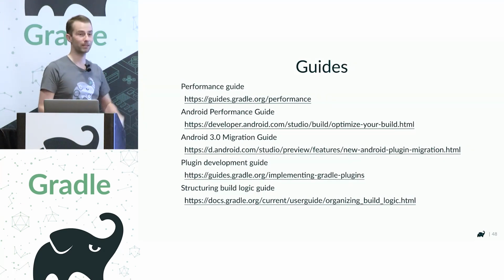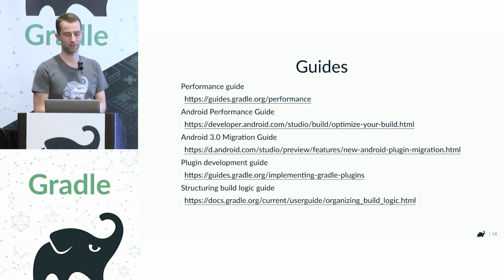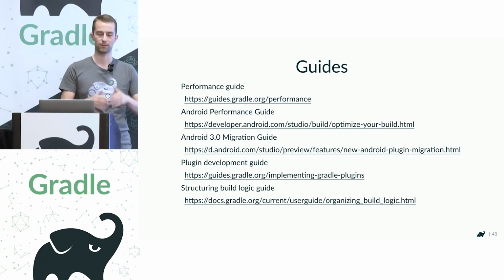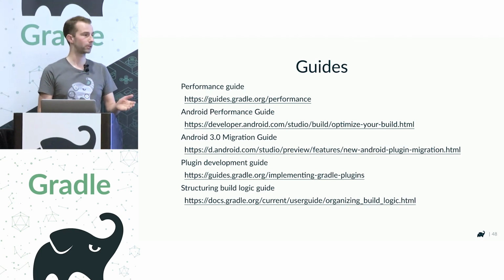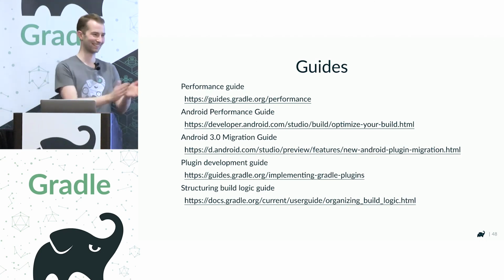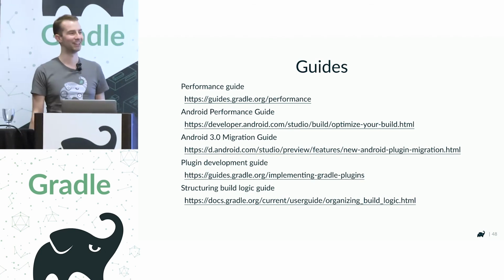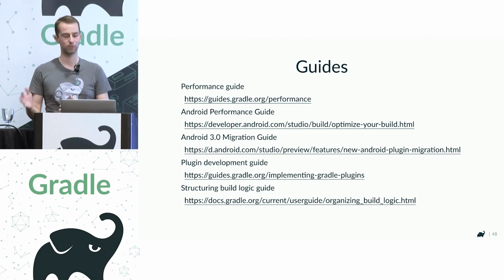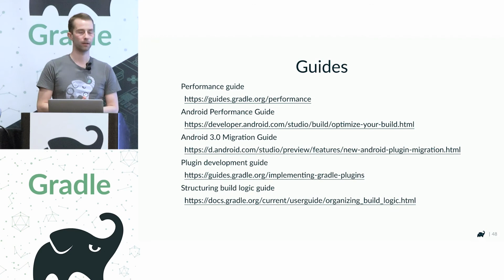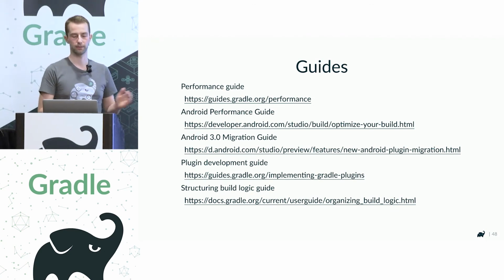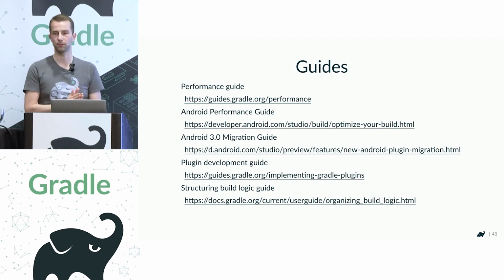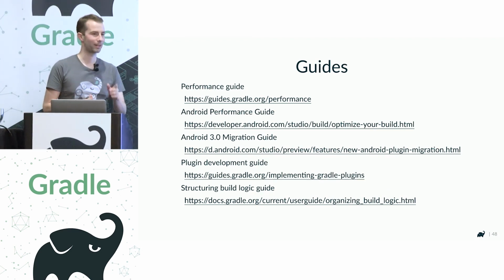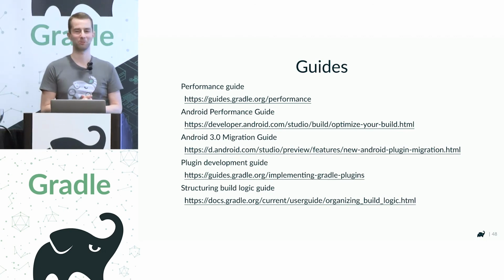So we have plenty of resources on performance optimization. We have the Gradle Performance Guide. There's an Android-specific performance guide that the Google team wrote. There's the 3.0 migration guide. And if you're a plugin developer, you really want to look at the plugin development guide. If you're a build master, you want to look at the structuring build logic chapter to learn how to compartmentalize your build logic to make it easier to find problems. And you don't need to take photos of this slide. They will be online.